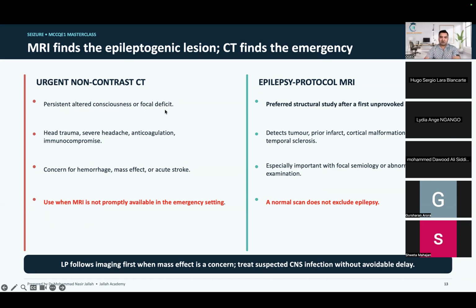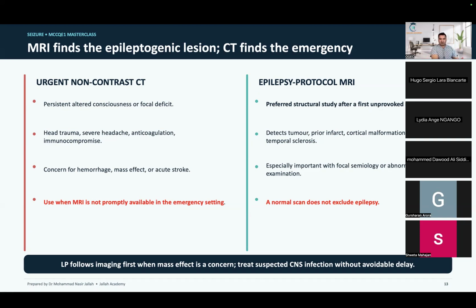Persistent altered consciousness or focal deficit, head trauma, severe headache, anticoagulation, immunocompromised. Concern for hemorrhage, mass effect, or acute stroke. Used when MRI is not promptly available in the emergency setting. Epilepsy protocol MRI is the preferred structural study after a first unprovoked seizure. We usually prefer the structural study after a first unprovoked seizure.